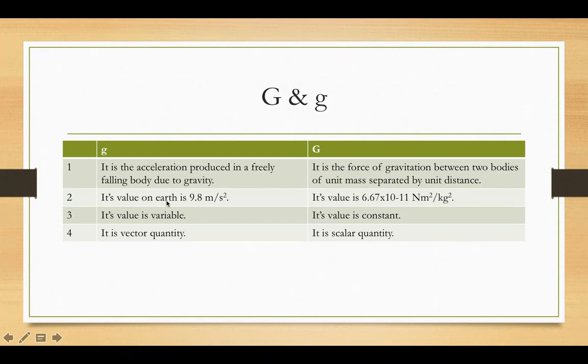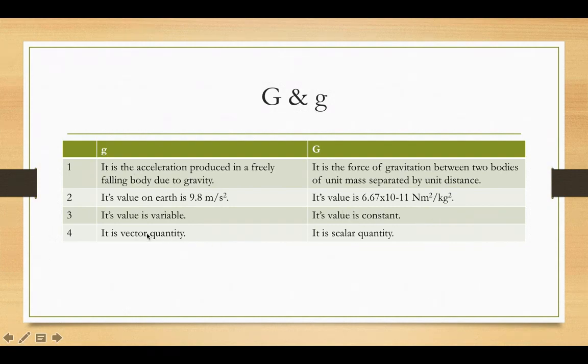Its value on Earth is 9.8 meter per square second, whereas the value of capital G is 6.67 into 10 to the power minus 11 Newton meter square per square kg. The value of small g is variable: Earth has 9.8, Moon has 1.6, and Jupiter has 25 meter per square second, whereas the value of capital G is constant throughout the universe.